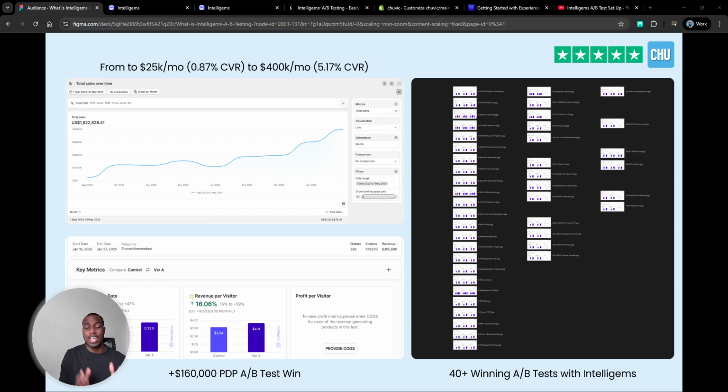Over the last few years, I've been able to use Intelligems A/B testing to generate over 50 million in revenue for brands that I've worked with. You can see some of the results up here on the screen. So I've run over 100 tests with Intelligems and won a bunch of them.